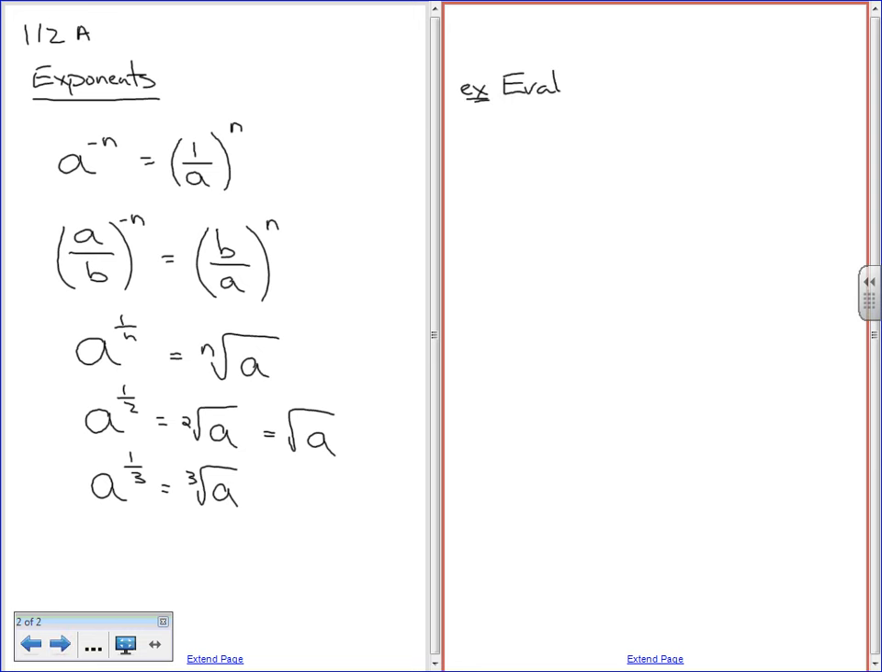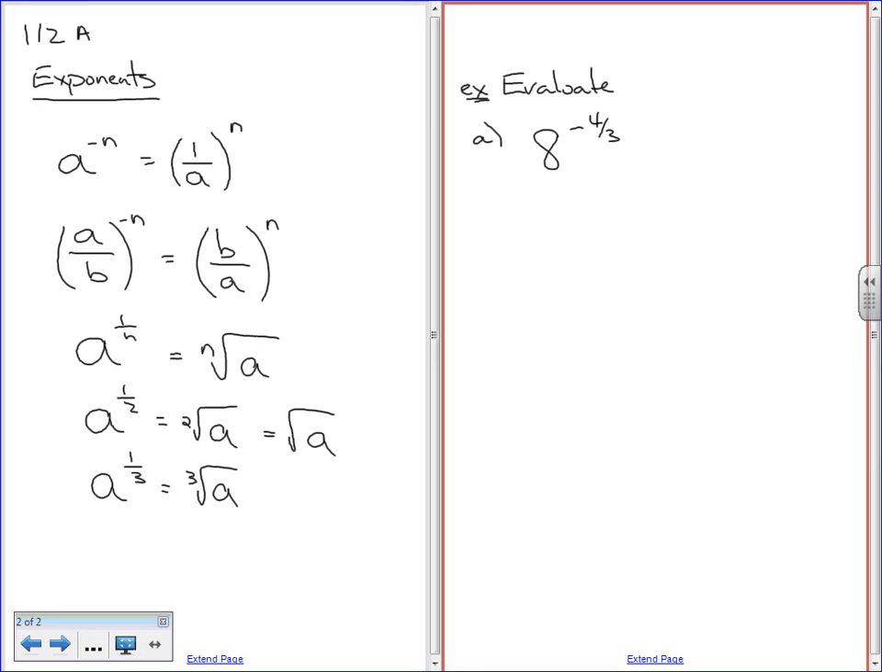Evaluate. Okay, so when you see a question like this, the base is 8, the exponent is -4/3. So you kind of want to dissect the exponent and do it in parts. First thing you're going to deal with is the negative, then you're going to deal with the fraction, and then you're going to deal with the numerator.